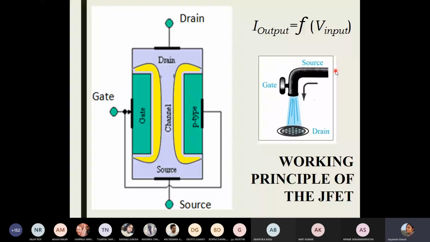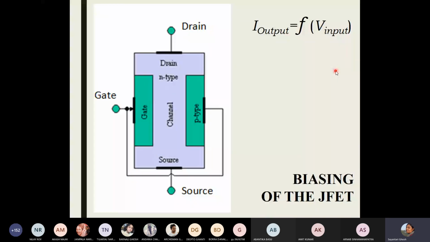So today we will focus in more detail on how the circuit should look, how the battery should be, and what the proper biasing conditions should be for the working of a JFET. Okay, so going down to the working principle of JFET in a more quantitative way.